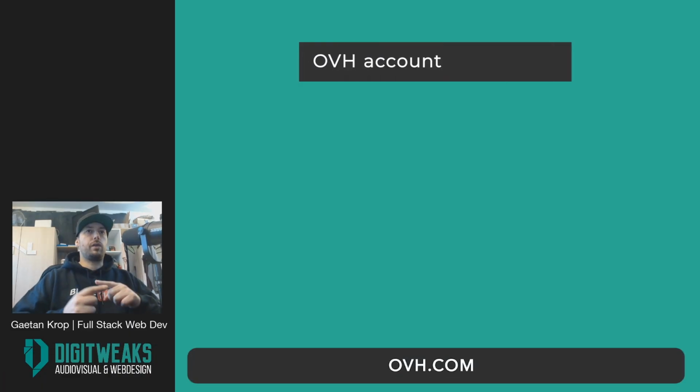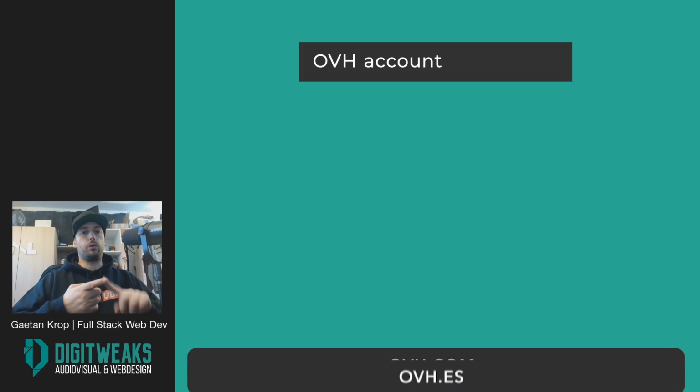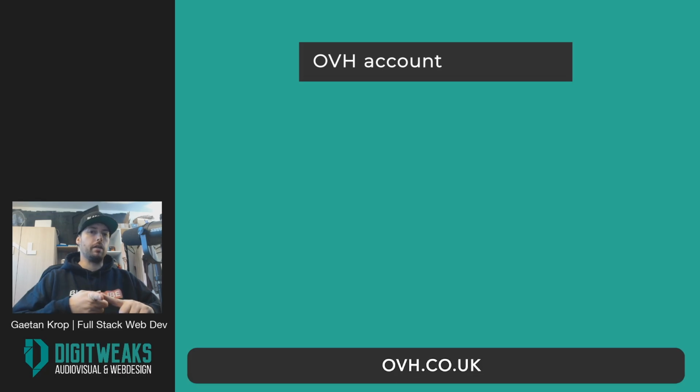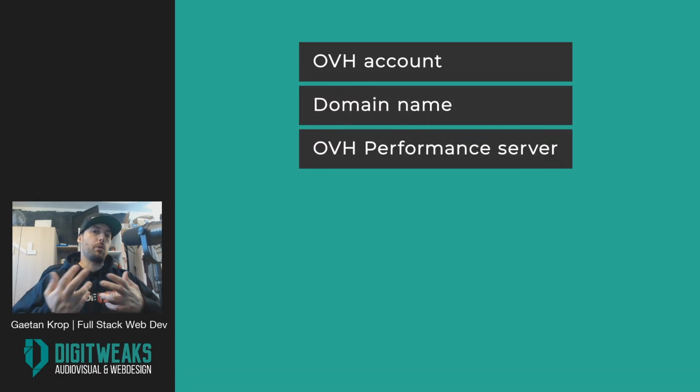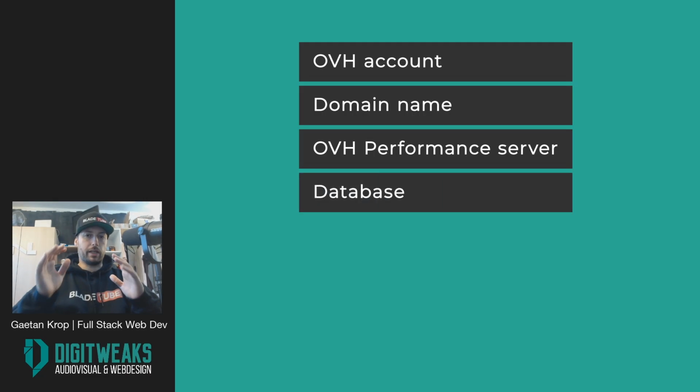An OVH account that you can open at ovh.com or .es, .co.uk, .fr depending on your location. A domain name that you can buy at OVH, an OVH performance server. You can start with a Performance 1 and then upgrade as necessary. A private database. You can get one on OVH. I recommend at least 1 GB of RAM.